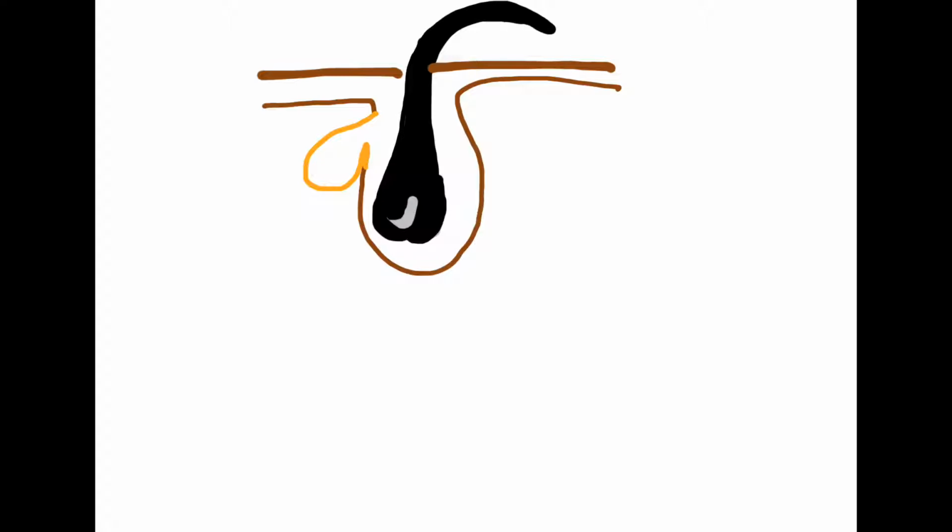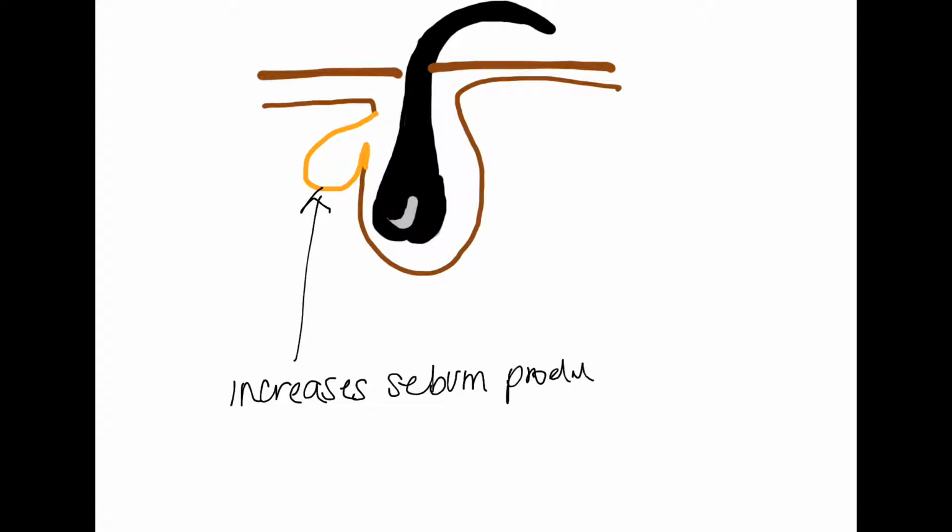Okay, so pimples or acne are more prominent in adolescence or teenagehood, and that is because this is when our body begins to produce a hormone known as androgen. So what androgen does, it increases sebum production and it causes hyperkeratosis.